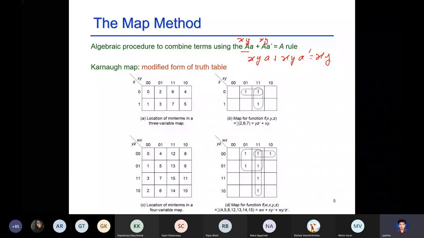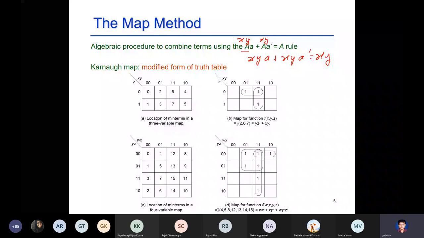This is a 3 variable map, so there will be 8 cells, 2 to the power 3. Every cell corresponds to a min term. The rows would represent different values of z, and the columns different values of the variables x and y. The first row would correspond to z equal 0, the second row z equal 1, and this column corresponds to 0, 0 for xy, then 0, 1.